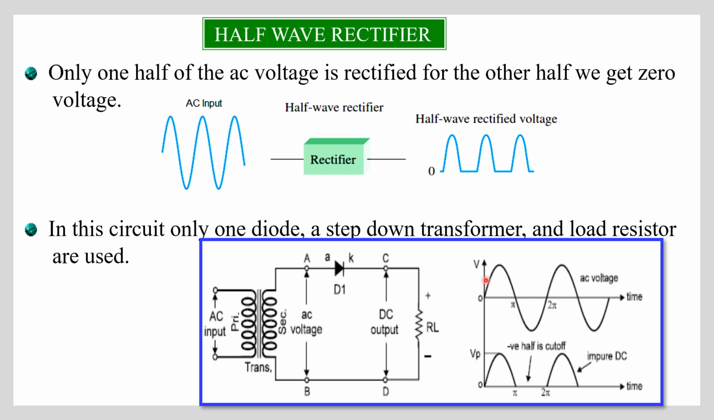Here is the AC voltage, with time on the x-axis and voltage on the y-axis. This is the output Vp. Only for the positive half cycle we get the voltage, and for the negative half cycle 0. For the next positive half cycle again we get the output, and for the negative half cycle again 0. So let us see the working of the half wave rectifier.